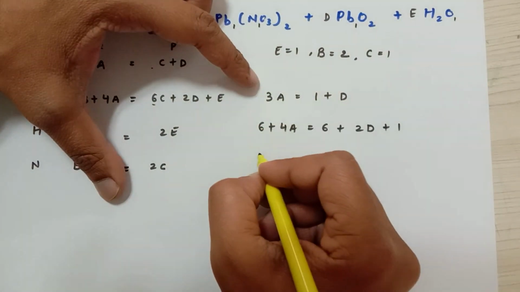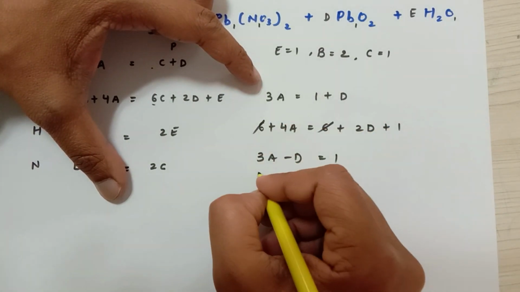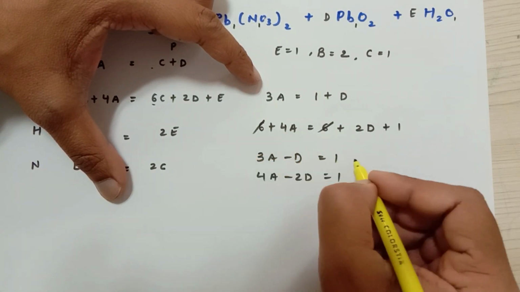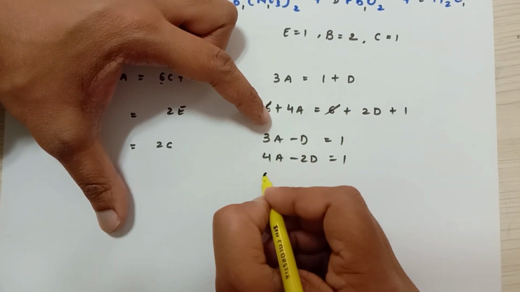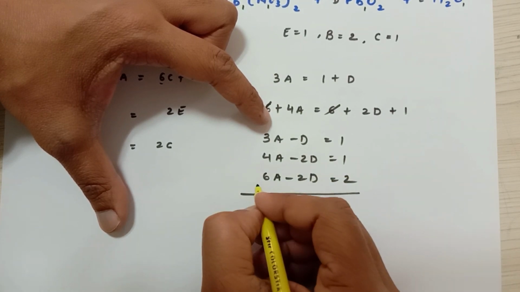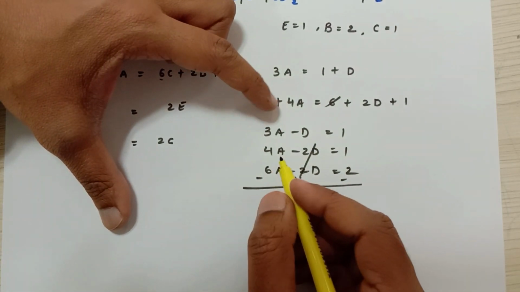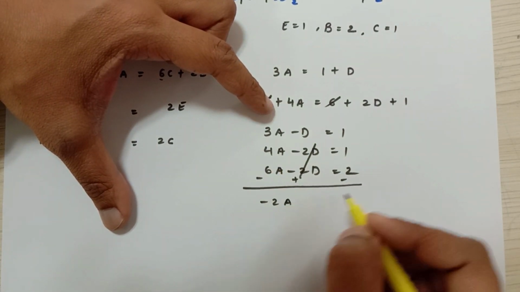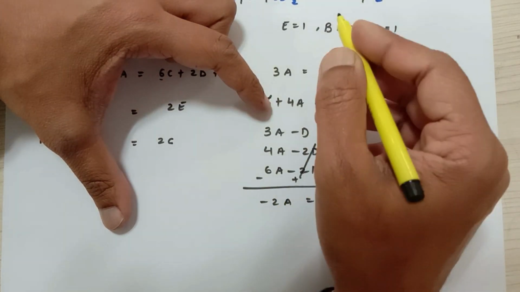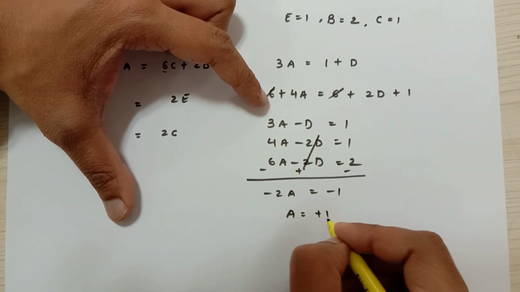So let me rearrange this equation. 3A minus D is equal to 1. Then this 6 gets cancelled. 4A minus 2D is equal to 1. Now I am going to multiply the first equation by 2. So 6A minus 2D is equal to 2. Changing their signs, minus plus minus is gone. So I get 4 minus 6, minus 2A, 1 minus 2 is equal to minus 1. Guys, if this answer is negative, make sure you might have done some calculation error. Correct? So A is equal to plus half.